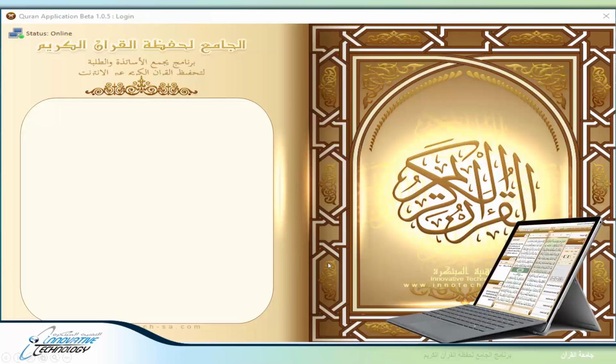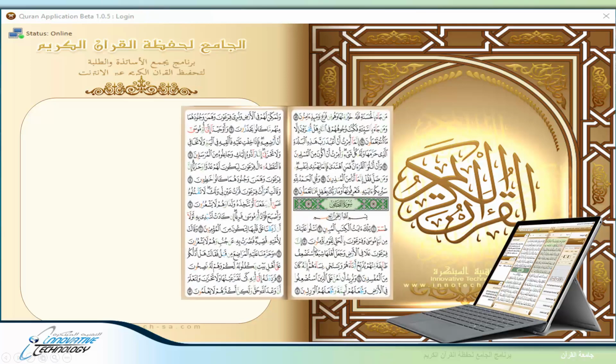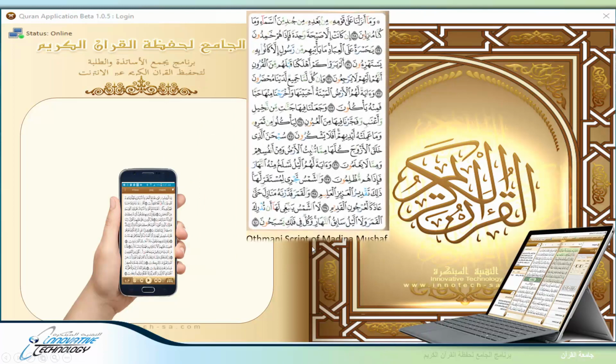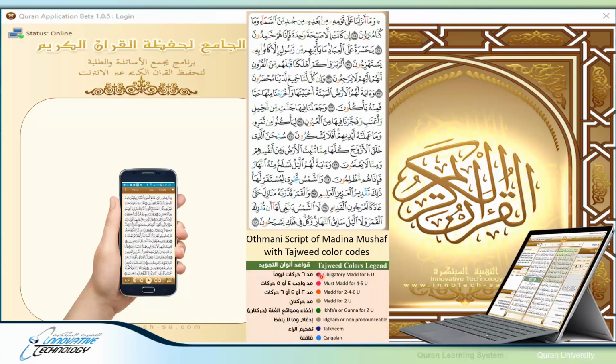In our Quran learning management system, whether we're using the desktop version or the mobile version, in both cases we use the Ottoman script of Medina Mus'haf with Tajweed color codes, which we call قواعد ألوان التجويد or Tajweed color legend, where every Tajweed rule is given a unique color code. The objectives of these color codes are to alert us to Tajweed rules while reading the Quran.